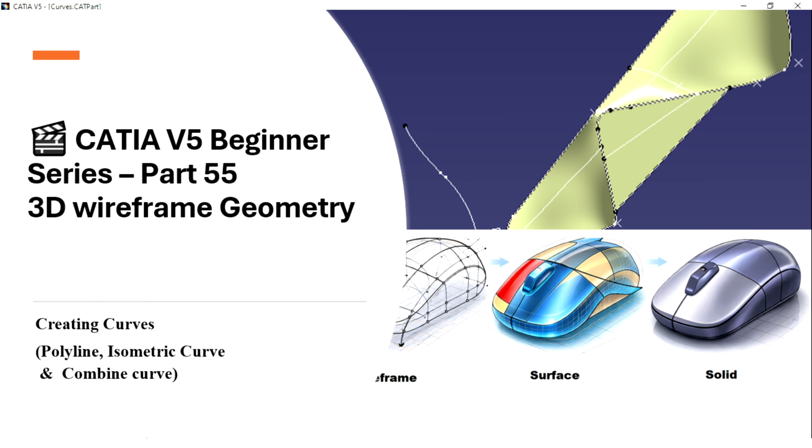In today's video, we are continuing our journey of curve creation in CATIA V5 Surface Design Workbench. And today we shall learn three very important tools: the Polyline, Isometric Curve and Combine Curve. These tools are extremely useful when working with complex geometries and surface manipulations.